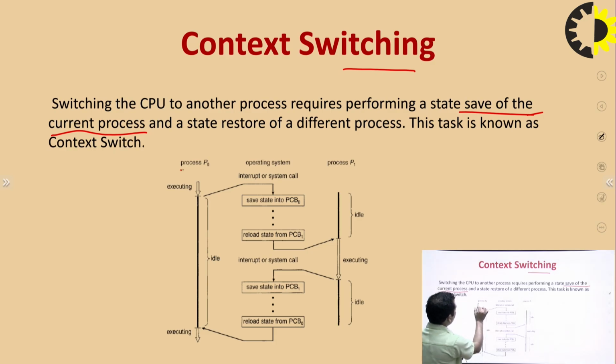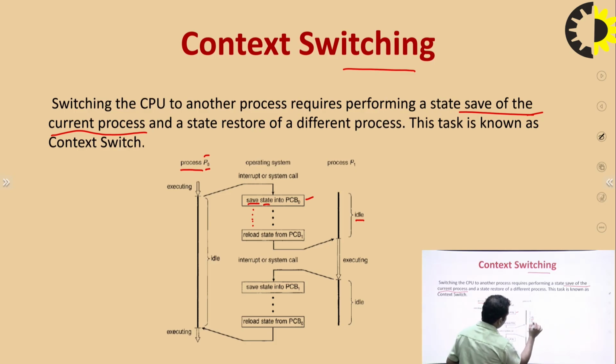Let the process P0 be currently executing on the CPU, and some interrupt or system call occurs to stop process P0. What to do? First save the state into PCB0, which is the PCB for process P0. This saving takes some time, and at this time our CPU becomes idle. We can consider this an overhead.